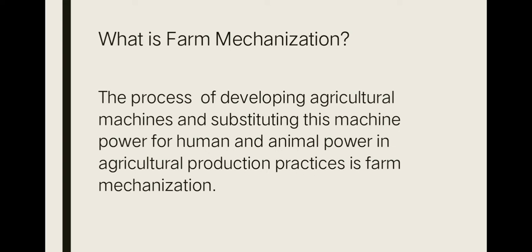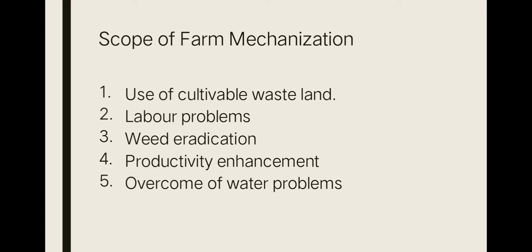What is farm mechanization? Farm mechanization is the process of developing agricultural machines and substituting these machines' power for human and animal power in agricultural production practices. Mainly, farm mechanization means development of machines that can do work in the absence of humans. That means we don't require human power or animal power in our farms.